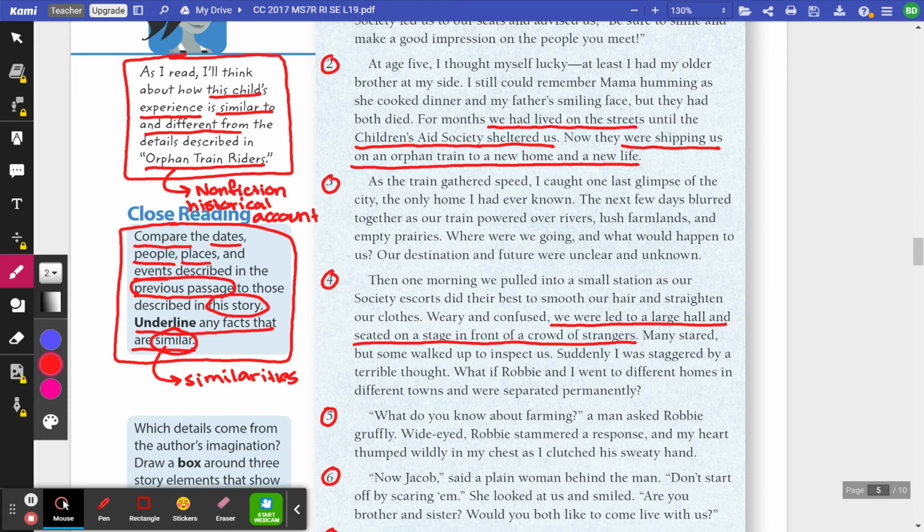I know that the people who were potential adopters of these orphans were in that same area and they were looking at the kids up on the stage. So I know that this is a historical fact. I can prove it by looking at the historical account that I have already read. So I know that that's important. Even though, once again, it's written in first person, it's still a historically accurate detail.